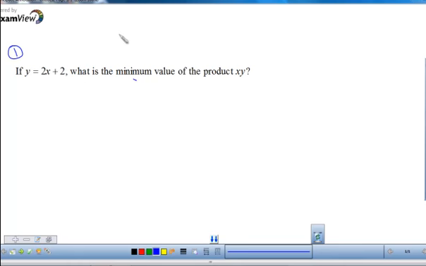Okay, for the calculus unit 5 review, y equals 2x plus 2. What is the minimum value of the product xy? So since we're trying to find the minimum value of xy, we're going to call that p. We need to take the derivative of p. So we're trying to optimize the product.